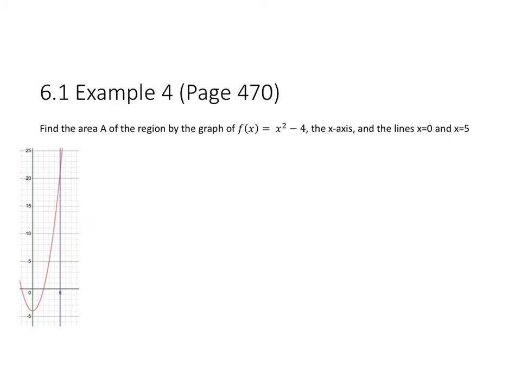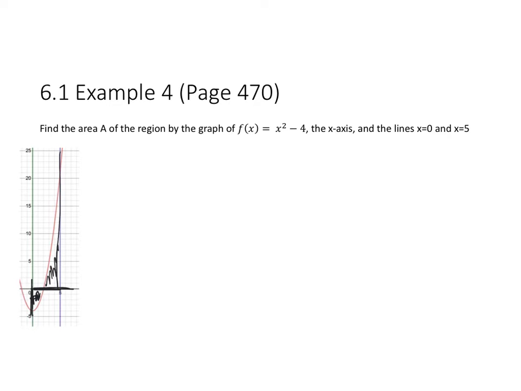It says find the area of the region of the graph y equals x squared minus 4, the x-axis, so we're just looking at it between here, and the lines x equals 0 and x equals 5. So we're looking here and then here. So we're looking for this area and this area. So notice that we have some piece of the area that's under the curve and then some piece of the area that's above the curve. So we're going to need to use two different equations to find that.